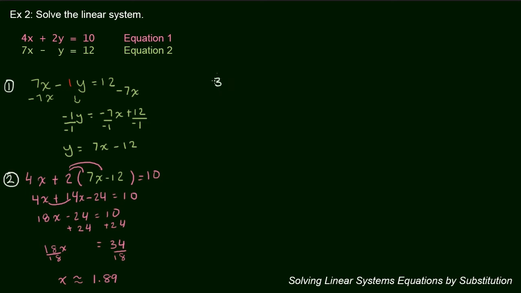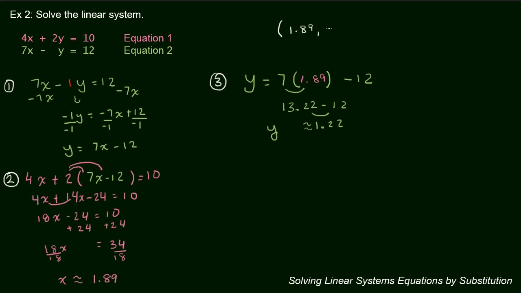So step 3, y is equal to, take our value for x, and where x goes, we are going to replace it with 1.89 and solve for y. So I've got 7 times 1.89, which is 13.22, minus 12 gives me approximately 1.22, and this is my value for y. So my solution, it seems, is x equals 1.89 and y equals 1.22.